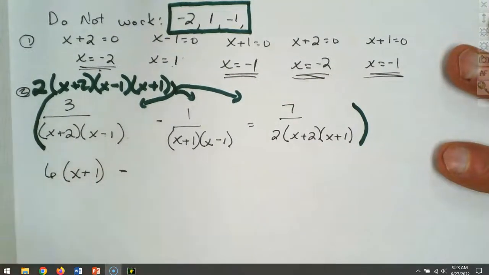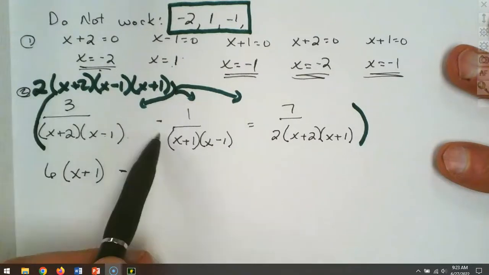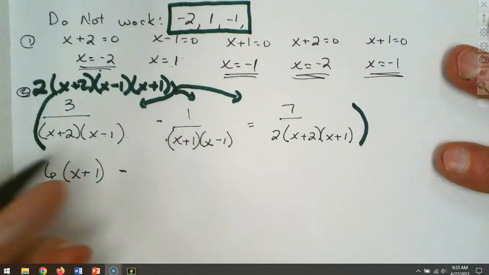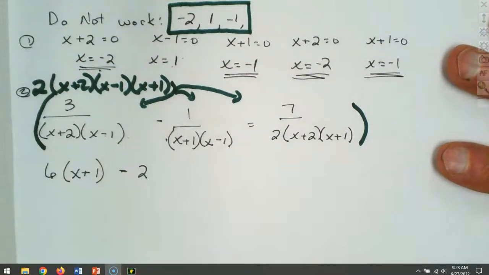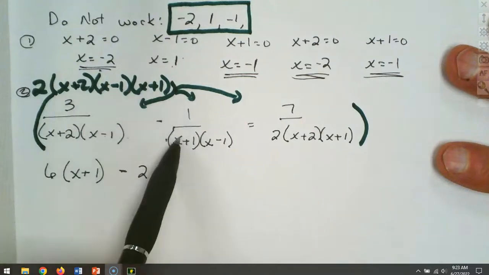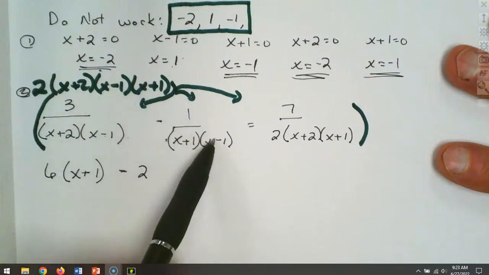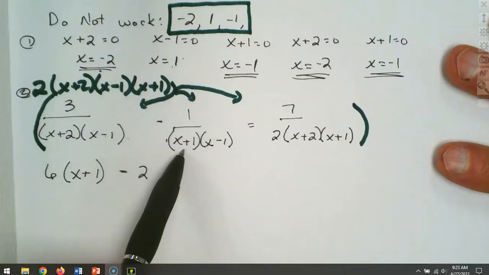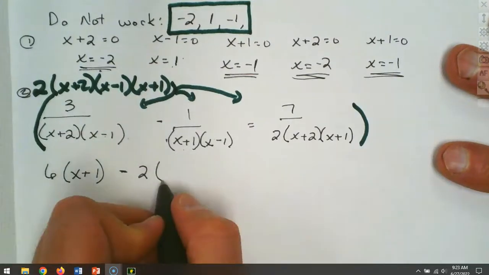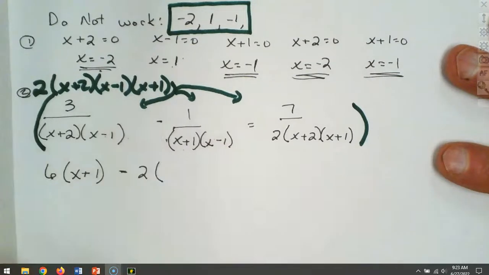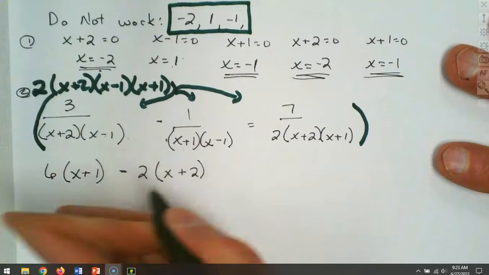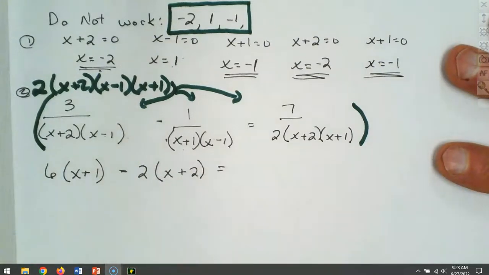Now for the next one. We've got a minus. And 2. Is there a 2 down below to cancel? Nope. So 2 times negative 1 is a negative 2. The x plus 1 cancels. The x minus 1 cancels. But do we have an x plus 2 down here at all? No. So we will have a minus 2 from here. And then we'll have an x plus 2. And then we've got our equals.